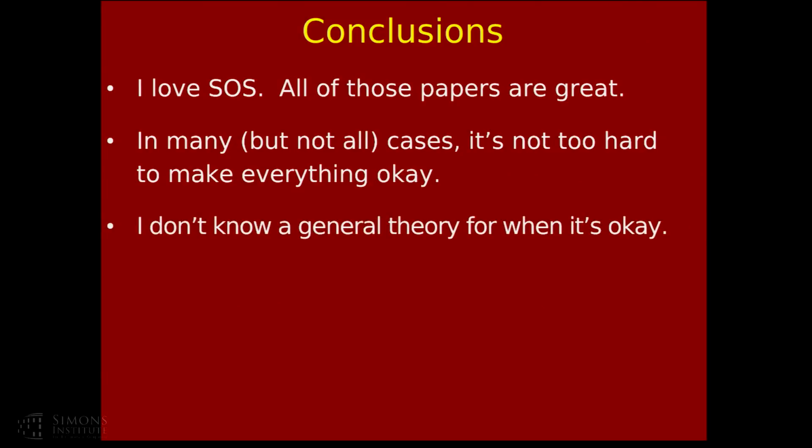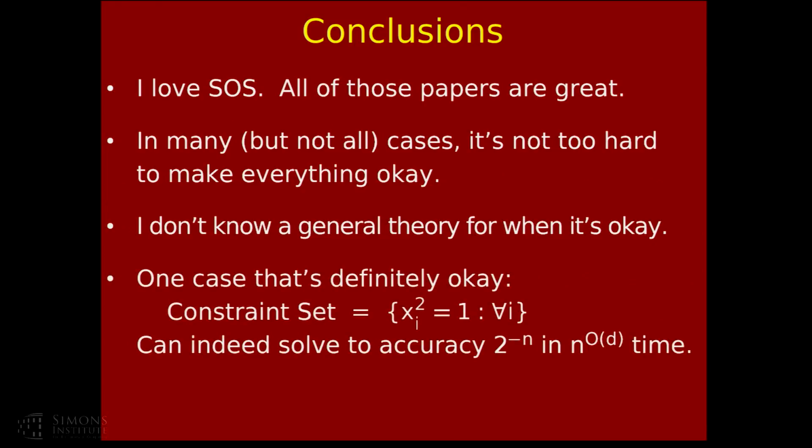But I don't actually know a general theory for when it's OK. If you just write a generic SOS relaxation of a combinatorial optimization problem, I don't know an easy way to check that indeed you can solve it approximately with the ellipsoid algorithm. Here's one case that's definitely OK, though. I didn't prove it; this is kind of known. If your variables are Boolean, so you're minimizing or maximizing a polynomial expression over the hypercube, and there are no other constraints, then it's OK. With some tricks, you can solve this to exponential accuracy in n to the order d time. So in particular, Goemans-Williamson is OK.